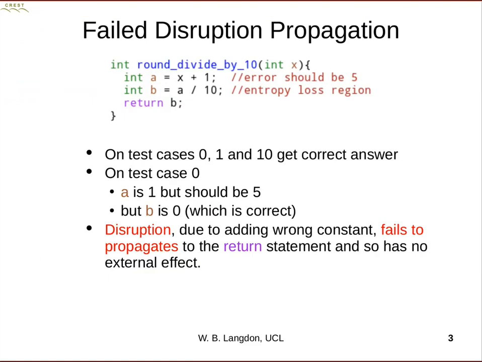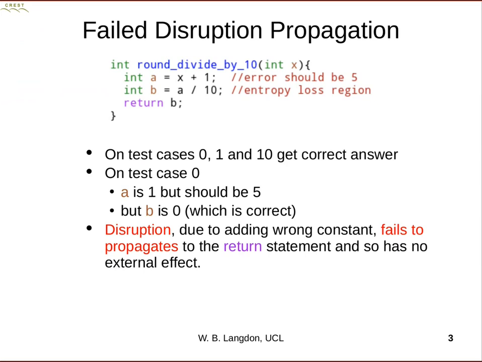So the idea of failed disruption propagation comes from software engineering. We have a little example here of a small piece of erroneous code. This function is supposed to, instead of dividing by 10 and truncating downwards, round. But on the second line, where we assign the variable a, we are assigning it the wrong value. So we've got an error in our code there. But the following line, the line with b, loses a fair amount of entropy. So if we test our code on inputs of 0, 1, and 10, it actually calculates the right answer. So despite the error, we still have the correct answer.